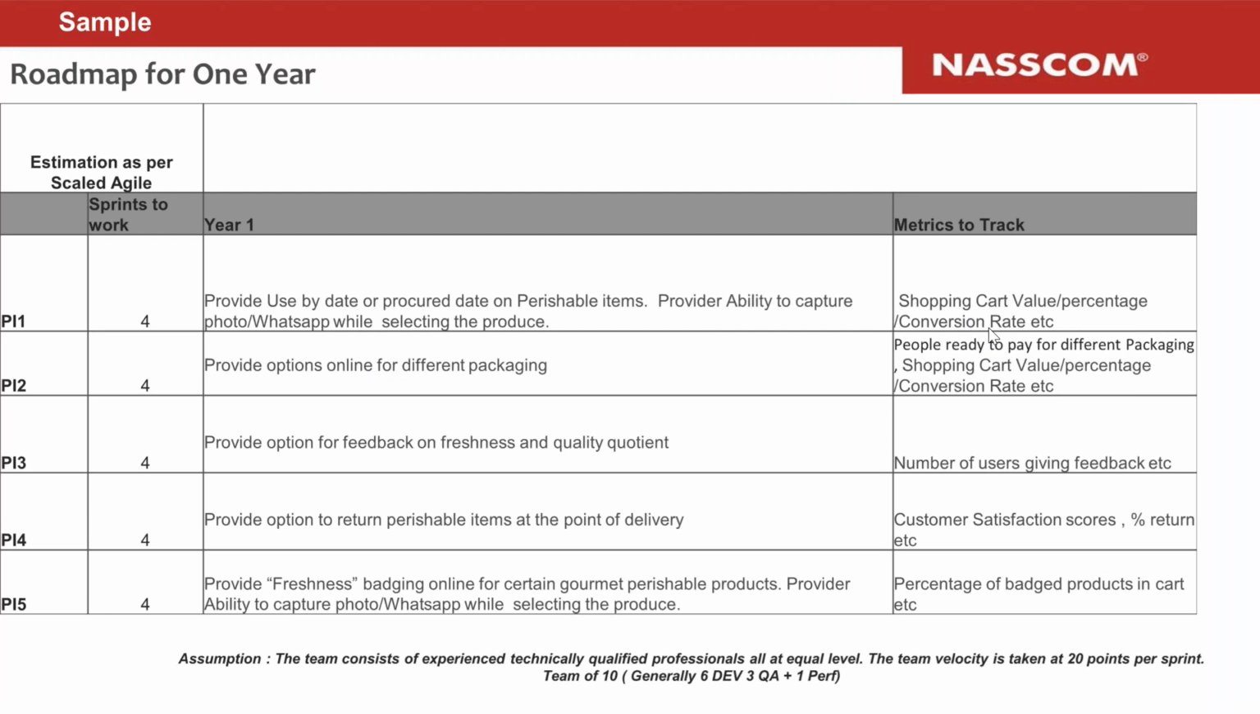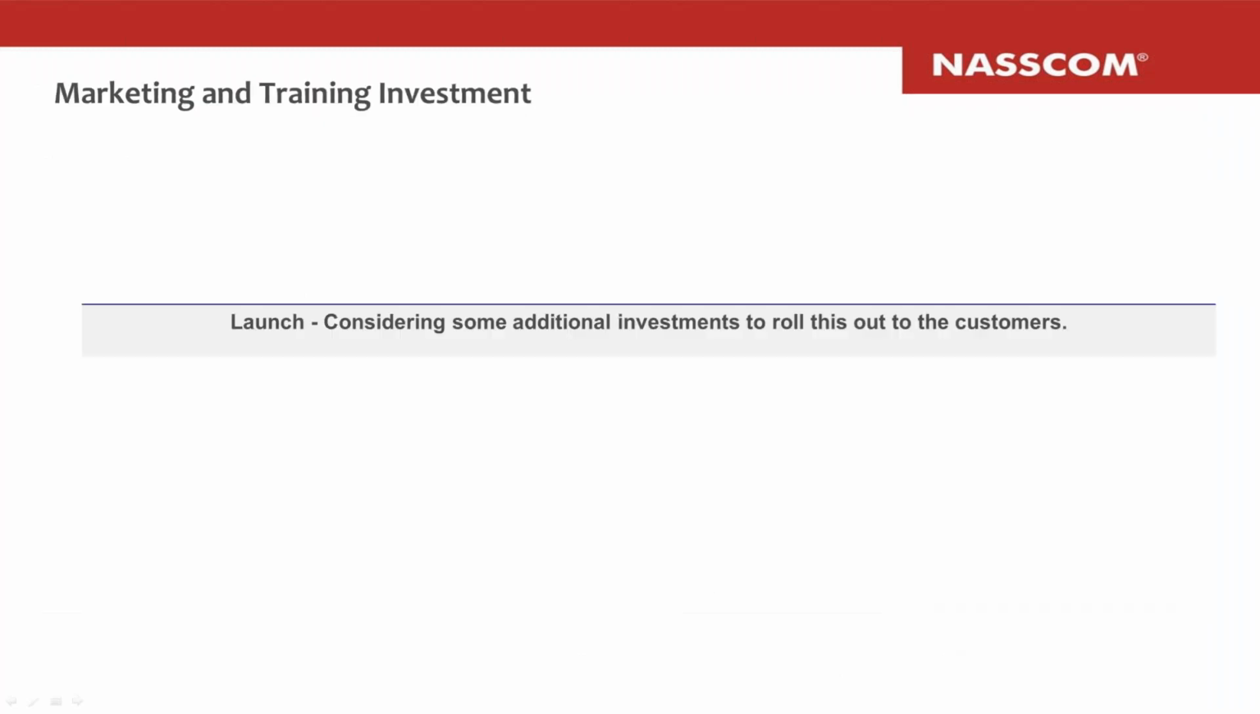But then again, metrics to track. You really need to have your metrics in place before even releasing your feature, so that you know how successful you have been and you can take learnings from your releases. These are based on assumptions like the team being technically qualified, etc. But I'm pretty sure all of your roadmaps would look similar to that. I've used a program increment because we follow SAFe in our organization, and we generally follow this framework for defining our roadmap. What about marketing and training investment?